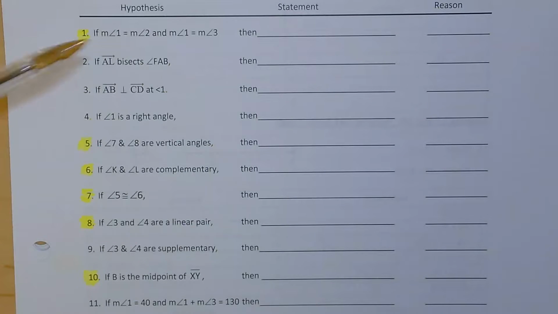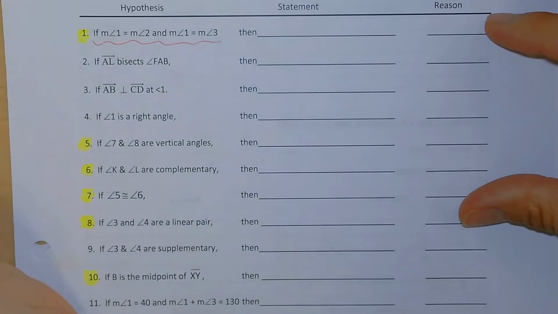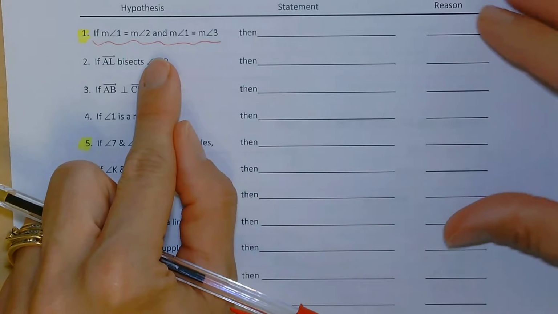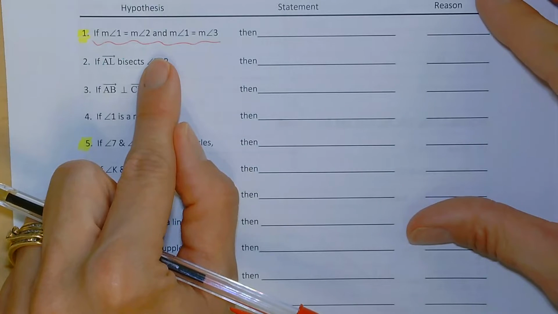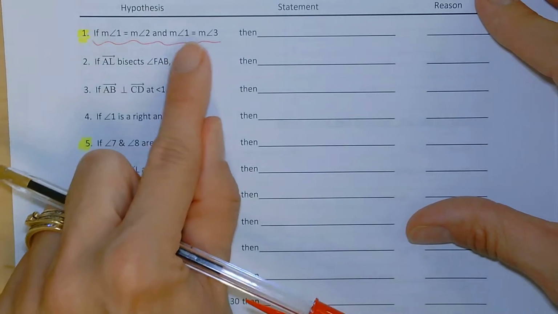So we're going to look at if-then statements, and we're going to match them up to the reference sheet that you have next to you. So the first thing you do is you look at what their if statement is, which is their hypothesis, and you see what you can do with this based on what would be on your cheat sheet or your reference sheet. So in here you see that you have 1 equal 2 and you have 1 equal 3.